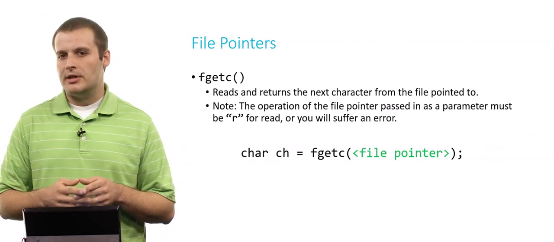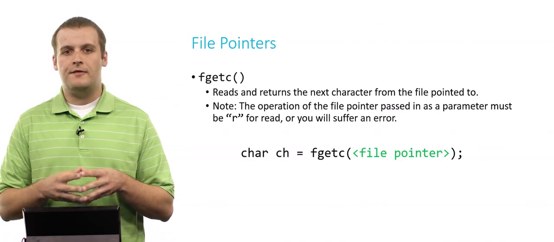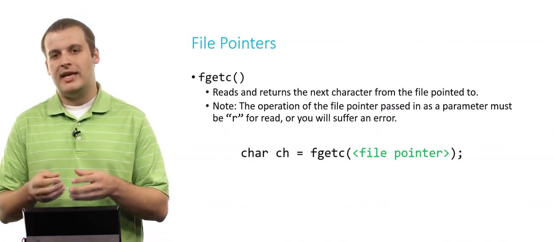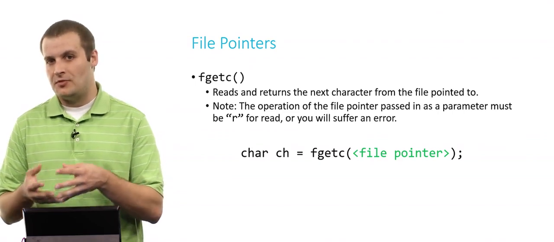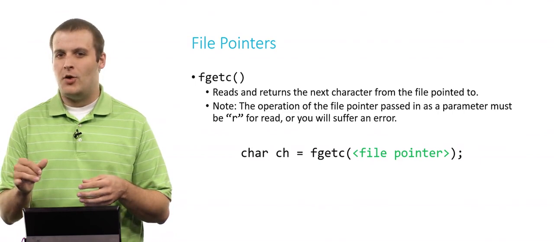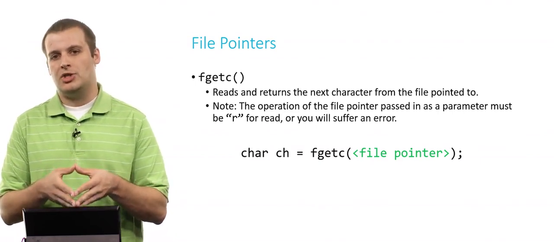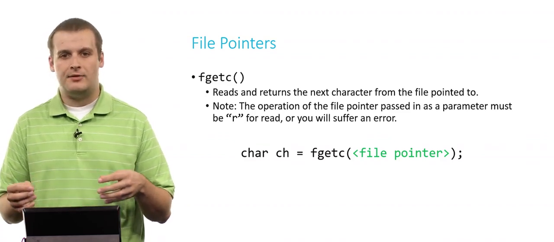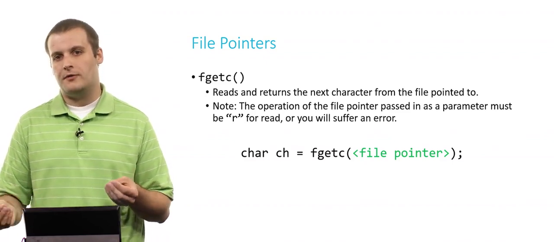Again, it's very important to remember that in order to have this operation succeed, the file pointer itself must have been opened for reading. We can't read a character from a file pointer that we opened for writing. So that's one of the limitations of fopen, right? We have to restrict ourselves to only performing one operation with one file pointer. If we wanted to read and write from the same file, we would have to open two separate file pointers to the same file, one for reading, one for writing.